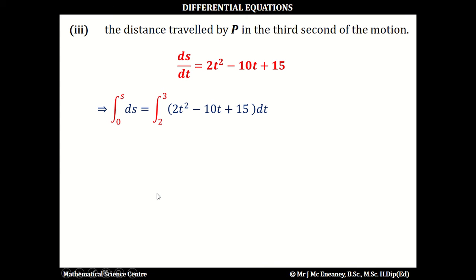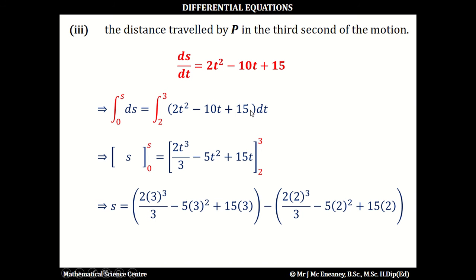Now if we integrate then the right hand side, this gives 2t cubed over 3 minus 5t squared plus 15t, and then the limits go from 2 to 3. If you integrate ds, you just get s, and the limits go from 0 to s. So on the left hand side you just get s, and then if you put in 3 first of all, and then minus, and then put in the lower limit, put in 2 for t. And then using a calculator, this gives s as 16 over 3 meters.